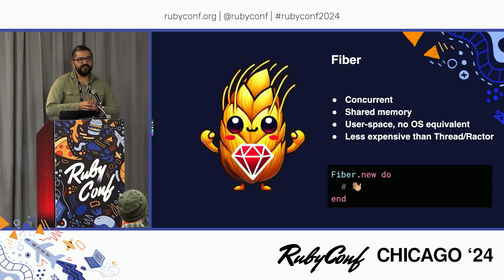All right, the next concurrency unit we're going to talk about are fibers. Fibers are concurrent, similar to threads. They're shared memory, similar to threads. They are user space in this case, so there's no OS equivalent that we can introspect. It's something that's essentially just managed and created by Ruby. And they're less expensive than threads, Ractors, processes. Pretty similar interface to creating them, Fiber.new.